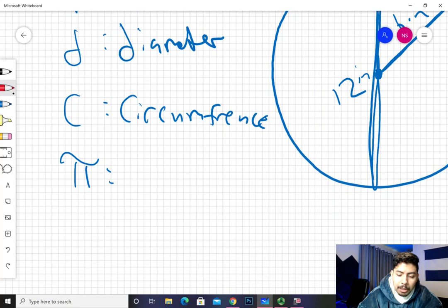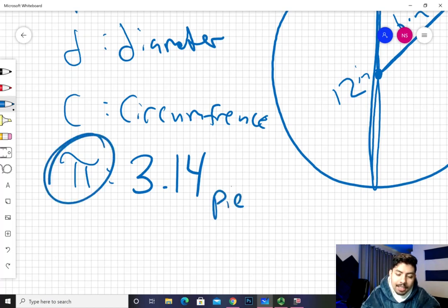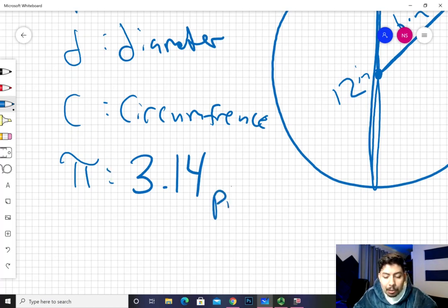This symbol is extremely important. From this point forward, you must substitute that symbol whenever you see it with 3.14, my friends. It is the number for pi. That is right. This symbol is the pi symbol. It is such an important symbol.